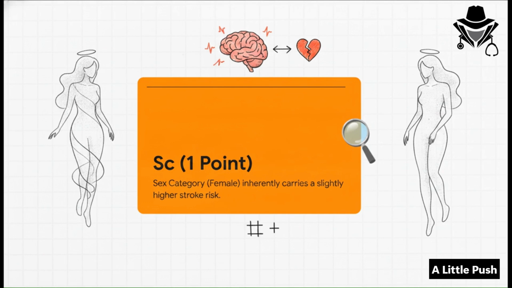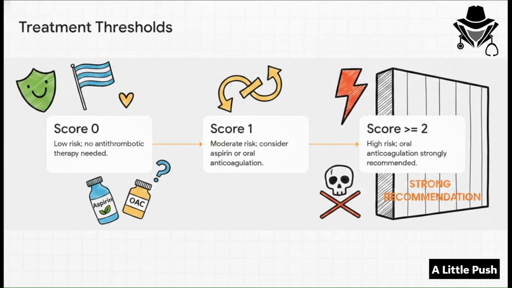And finally, to round the whole thing out, S stands for sex category. In this specific clinical context, being female inherently carries a slightly higher stroke risk, so it counts as 1 point in the overall calculation.